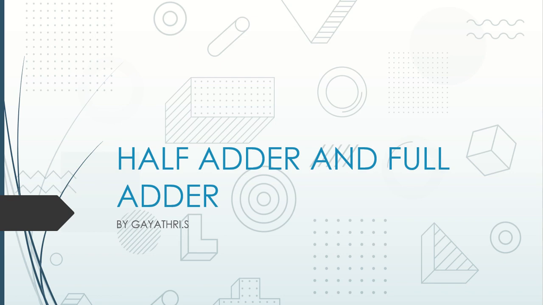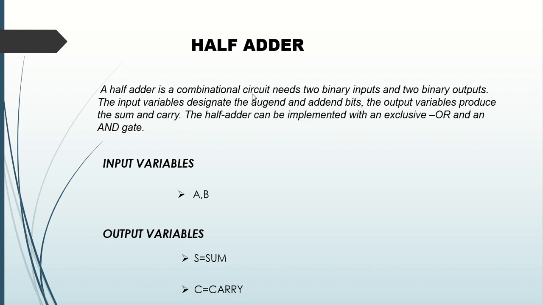Yes, today we are going to discuss half adder and full adder. First of all, we see half adder. A half adder is a combinational circuit with two binary inputs and two binary outputs. The two input variables designate the augend and addend bit.